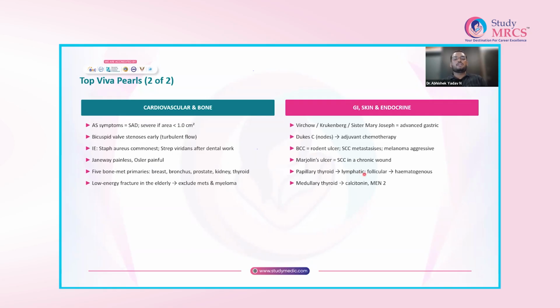Papillary thyroid, lymphatic invasion; follicular, hematogenous invasion. Papillary thyroid, what we have is Orphan Annie eyes; follicular, on clinical examination, we find the presence of pulsatile bony masses. Okay, medullary carcinoma of thyroid, the tumor marker will be calcitonin. It's usually associated with the MEN2 syndromes.